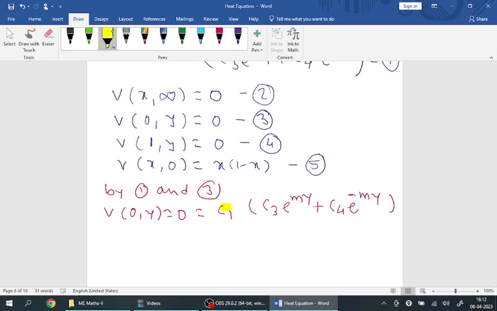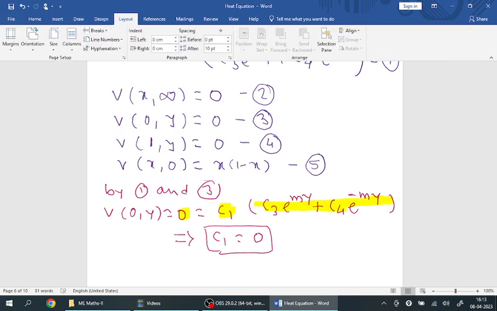Now the same thing will happen always, as usual, everywhere. What is that? The multiplication of c1 and this bracket is 0. Now this bracket cannot be 0 for all values of y. So what should it be? Then this gives us c1 should be 0. So one of the constants we received.